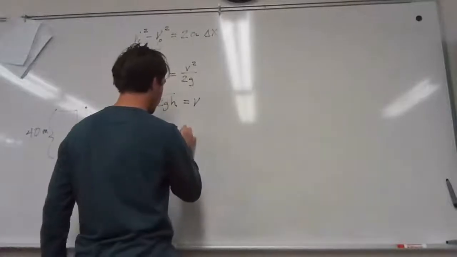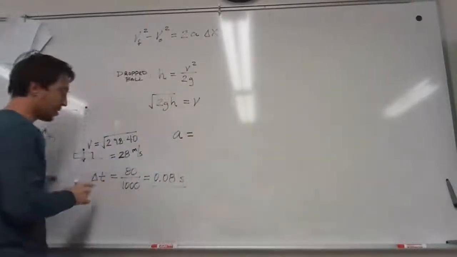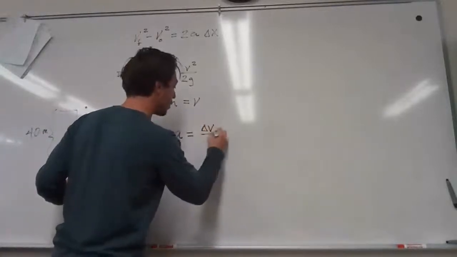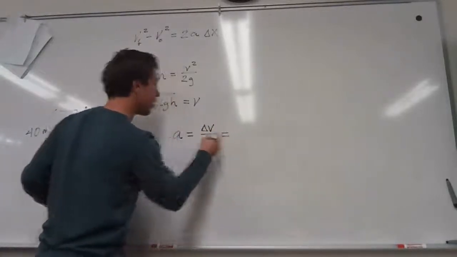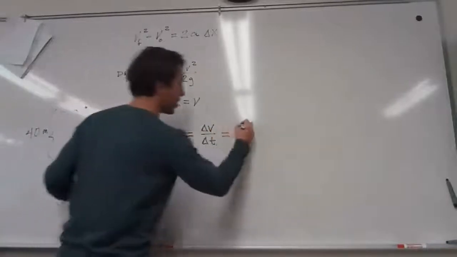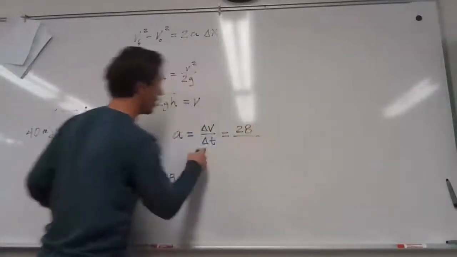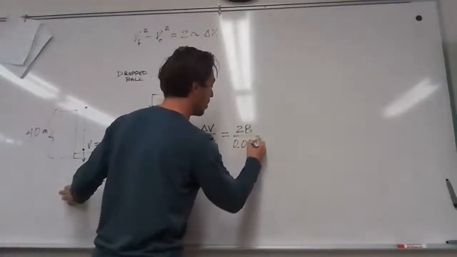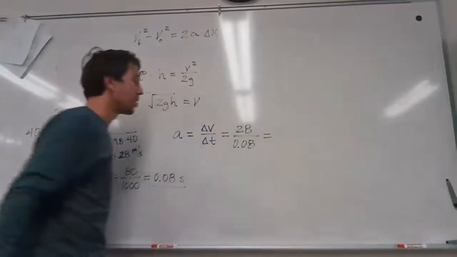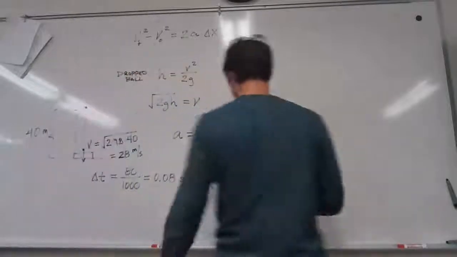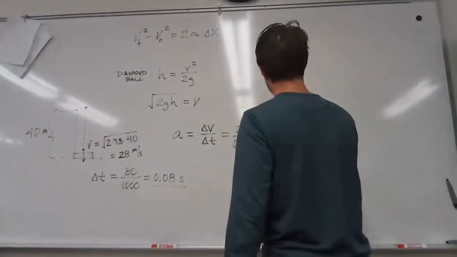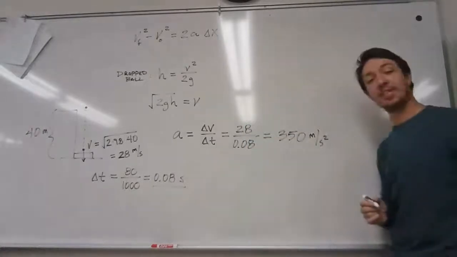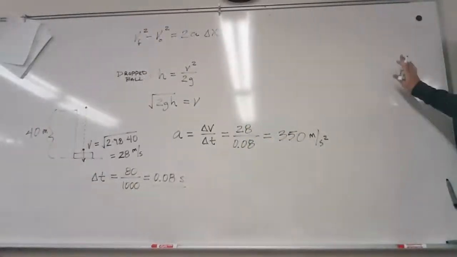So the acceleration is the change in velocity. The change in velocity is 28 because he's going from 28 to 0. The delta t is 0.08. What's that going to be? 350. That's a lot of acceleration. What does that mean, man?